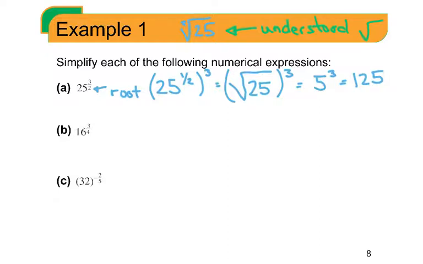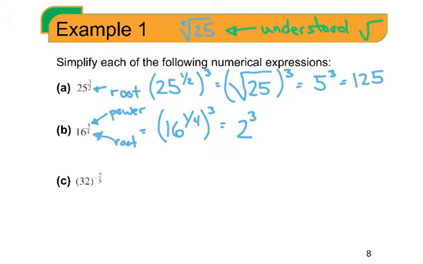Okay, let's try B. 16 to the 3/4 power. Well, I sure don't want to cube this number. This is the power on top. This is the root on bottom. So let's write this as 16 to the 1/4 power cubed. Well, what is 16 to the 1/4 power? You might have to think about it for a minute, but that's simply 2. What's 2 cubed? That's 2 times 2 times 2, which is the number 8.